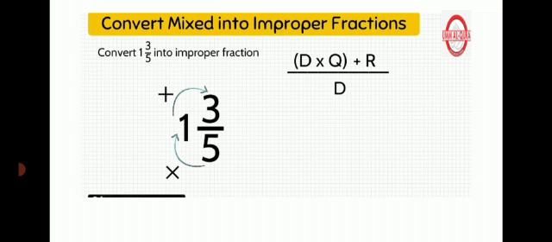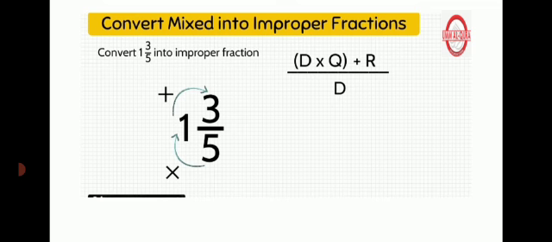Now convert mixed into improper fractions. The question is to convert 1 into 3 by 5 into an improper fraction. How will we do it? Our question is 1 into 3 by 5. What do we do here? First D multiply Q. D means divisor multiply quotient plus remainder by divisor. First we will multiply 5 by 1 and then we will add 3.